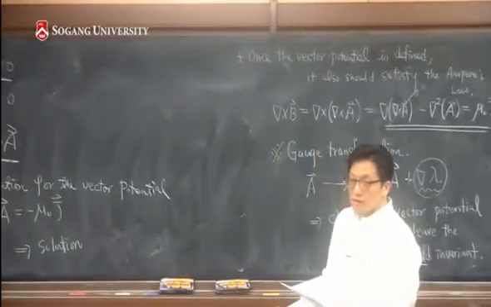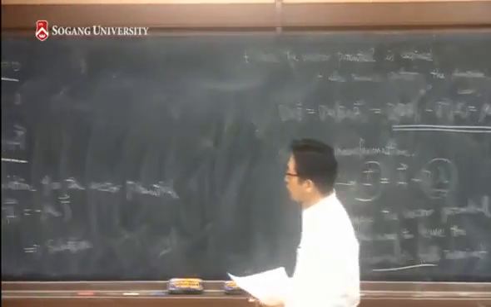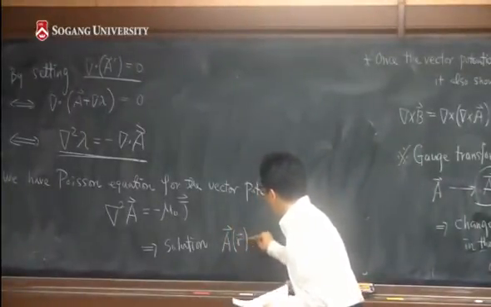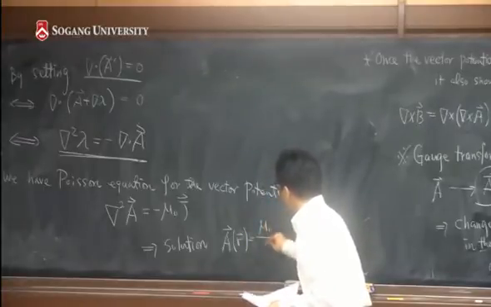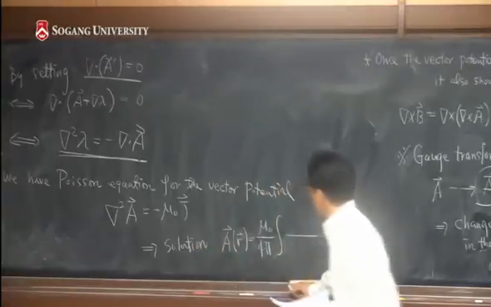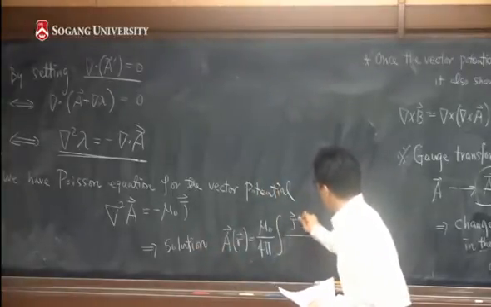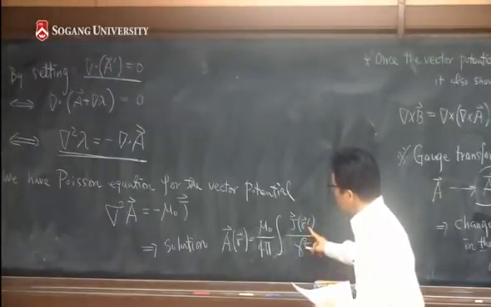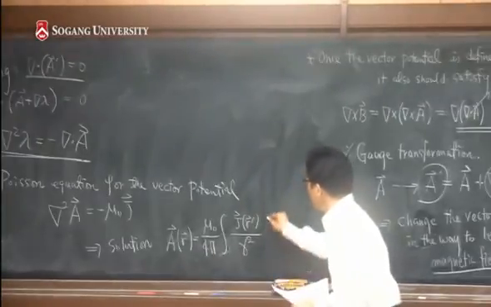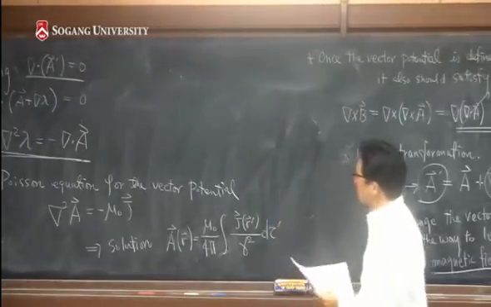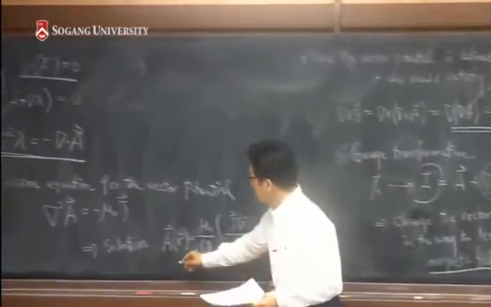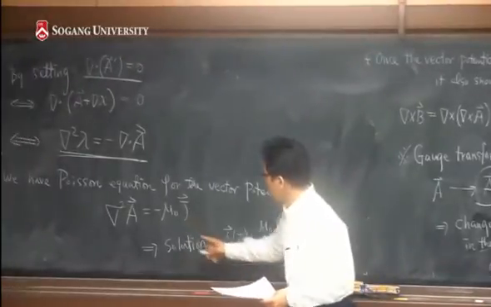The solution of this equation is, the vector potential at the position r will be given by mu 0 divided by 4 pi, times the integration of j at the prime coordinate over gamma, where gamma is the magnitude of r prime minus r, and take the volume integration in this case. You know the solution of this is given like this.